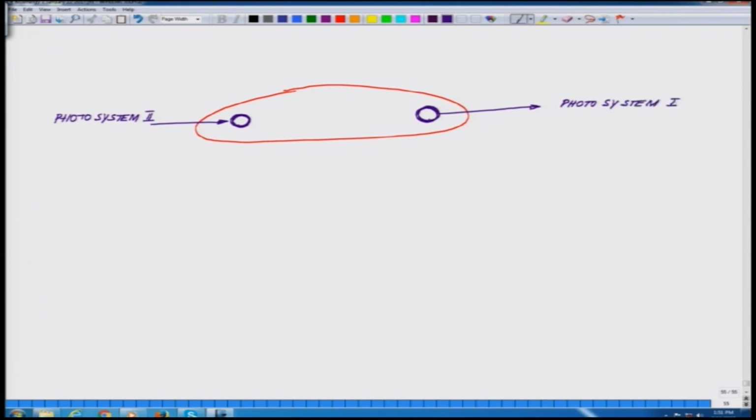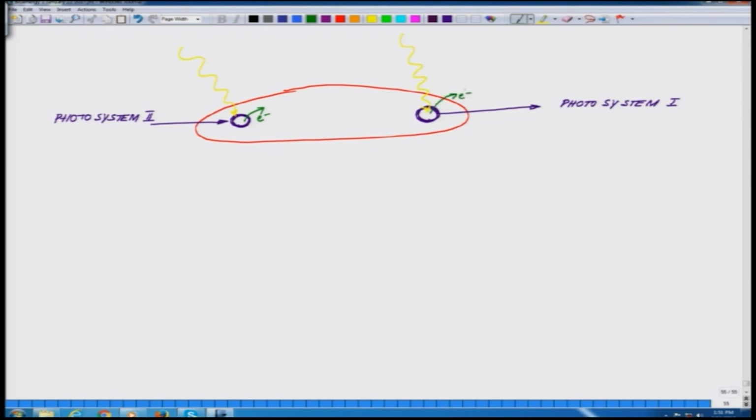Okay. Now, what exactly happens is in both the cases the light falls, both in photosystem 1 as well as photosystem 2. Okay. Now, in both the places an electron is being ejected out, here also, here also. Okay.